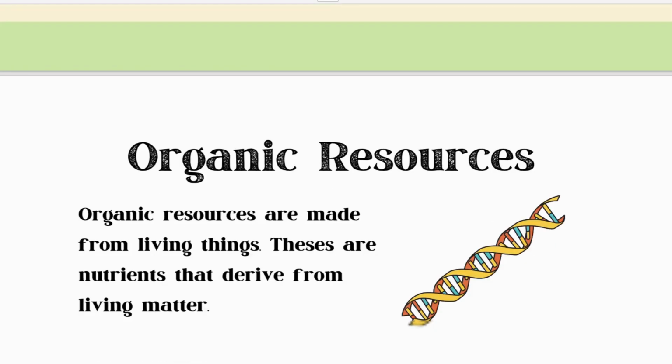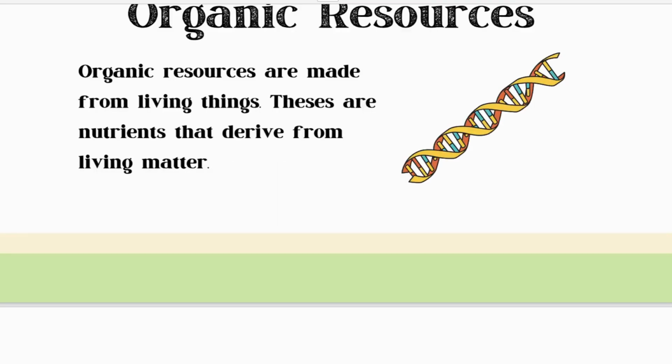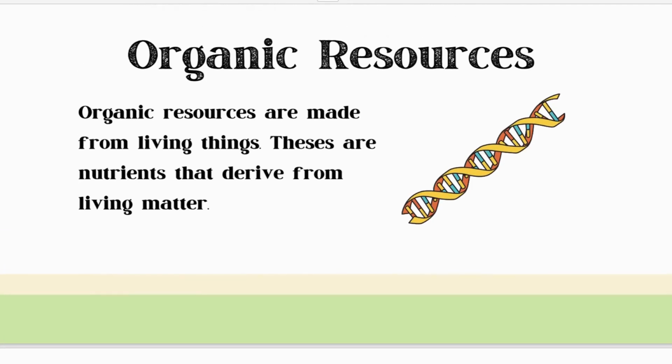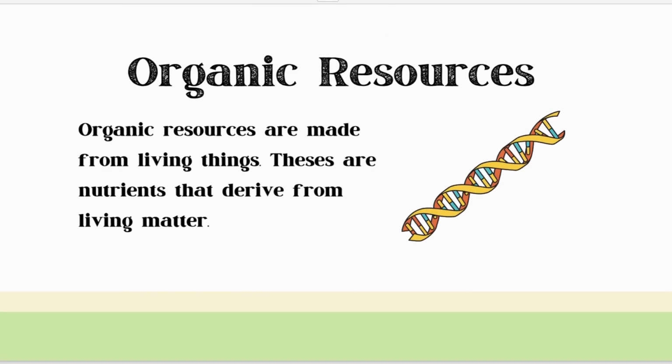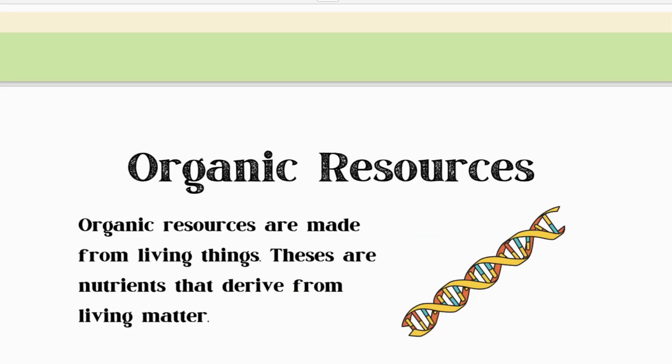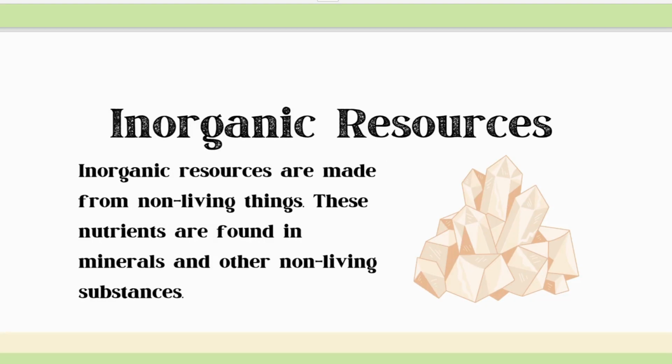Now we will talk about different types of resources. Organic resources. Organic resources are made from living things, and these are nutrients that derive from living matter. So what are organic resources? Whatever resources you're getting from living things, whatever is living, existing in this world, whatever nutrients you derive from those living things, those are nothing but organic resources.